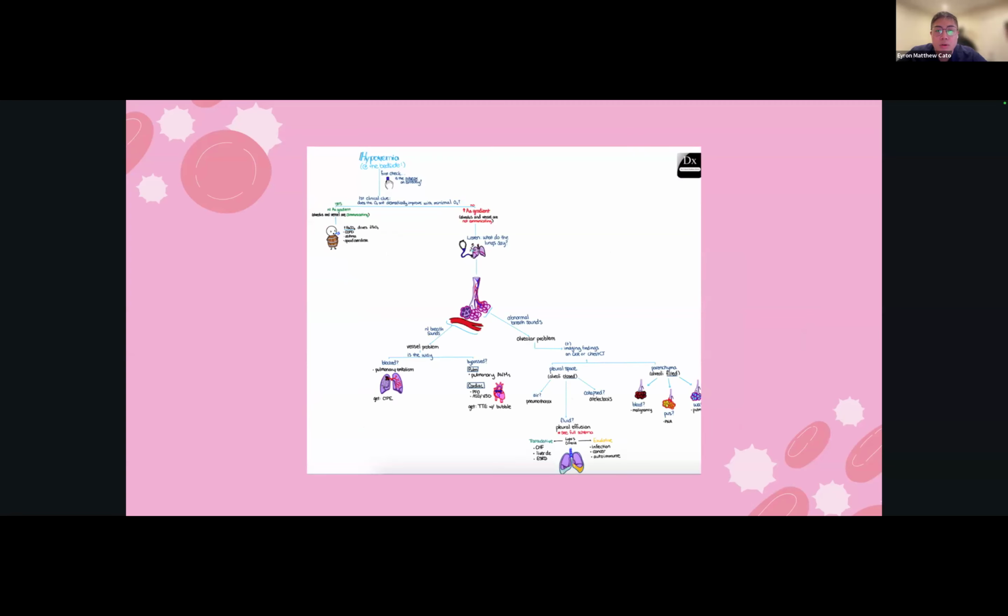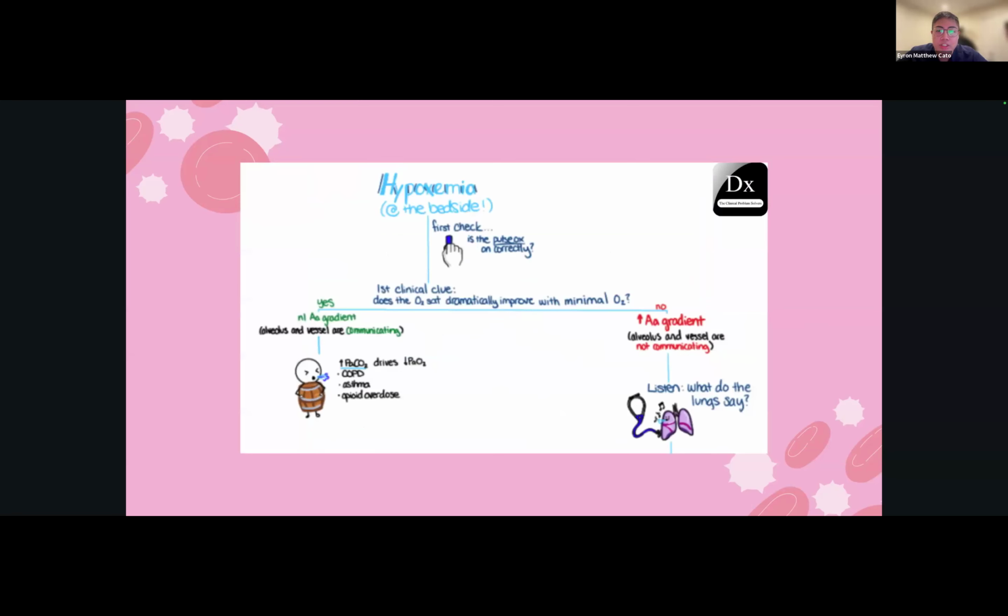But to further approach this systematically, we have the hypoxemia thought train schema that we can use. So first, for this patient, we need to check the O2 sat. So the patient was noted to be desaturating to the 70s to 80s despite 15 liters of oxygen. So this implies an increased AA gradient where the alveoli and vessels are not communicating, thus leading to hypoxemia.